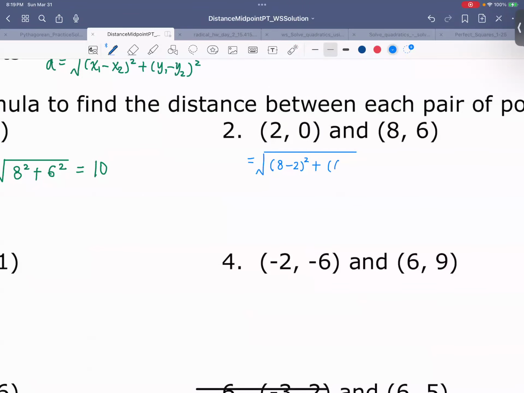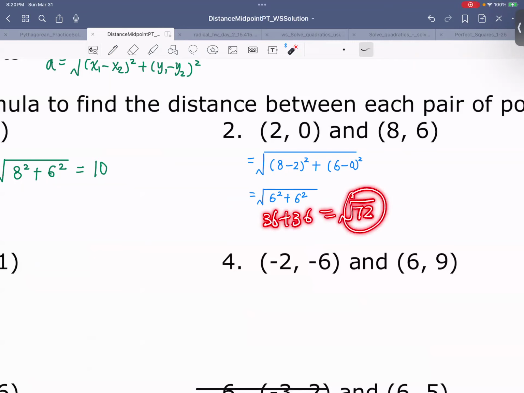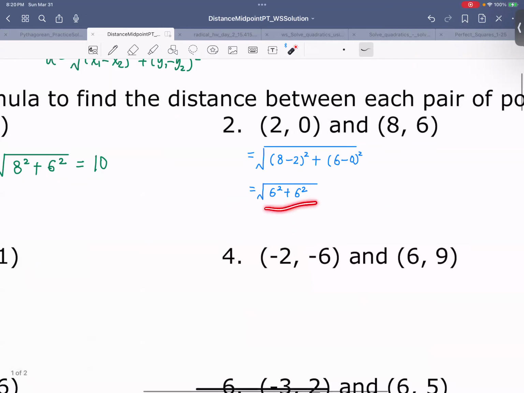Plus 6 minus 0 squared. Good. 8 minus 2 is how much? 6. So you have 6 squared plus 6 squared, right? Look, I don't do 36 plus 36, which gave me 72, because this one, you want to take it out. So I will do some trick over here. You have 6 squared plus 6 squared, which is 6 squared times 2. You agree? This plus this, they are the same thing.